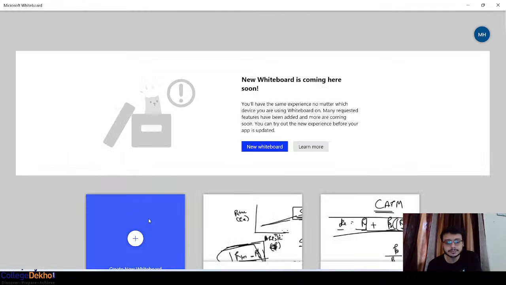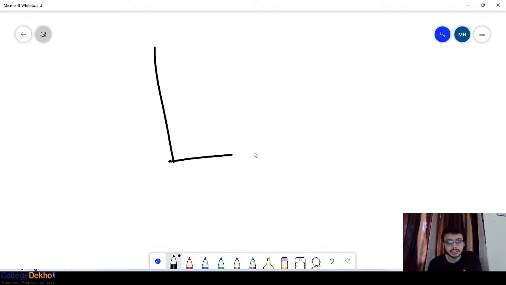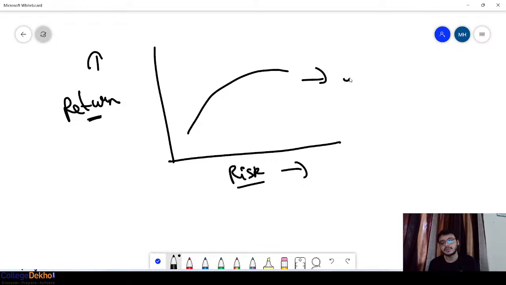Going back, again plotting the same risk. We have a C-shaped curve. This C-shaped curve is called your efficient frontier. So what is an efficient frontier?